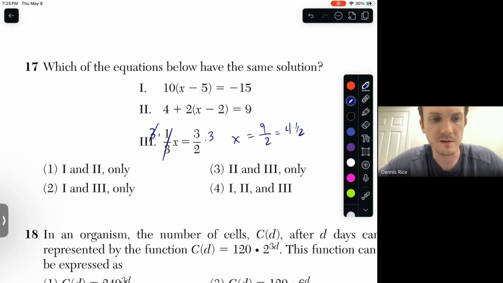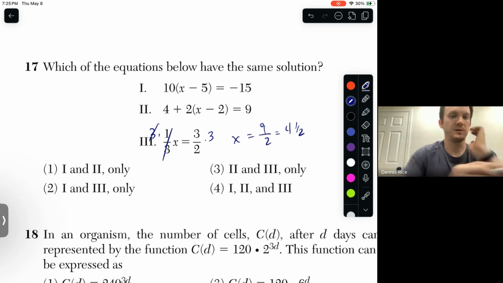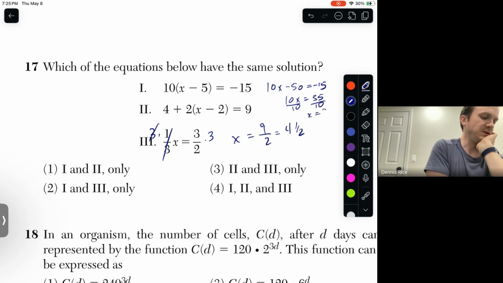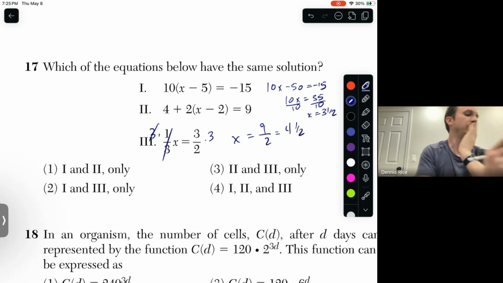Maybe we could use logic to figure out the rest. So if you were solving Roman numeral 1, you could divide by 10 or distribute. You get 10x minus 50 equals negative 15. 10x equals, add 50 to negative 15, and you'll get 35. And divide by 10. So 1 and 3 are going to be different. That would be 3.5. It's not choice 2.